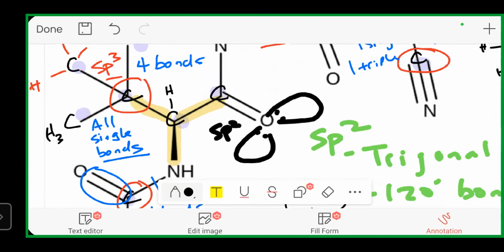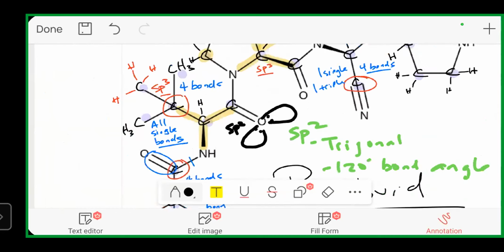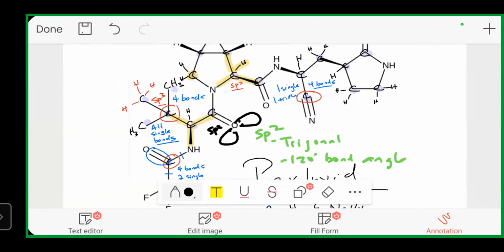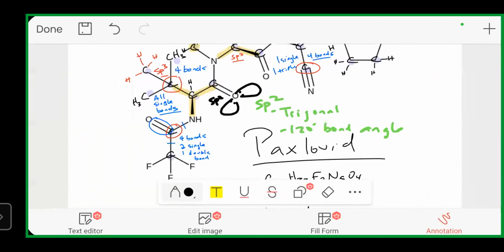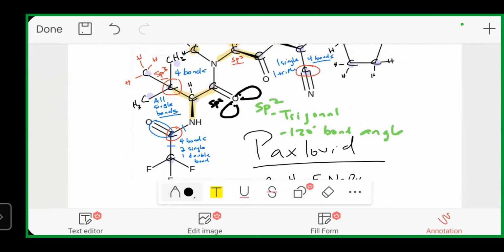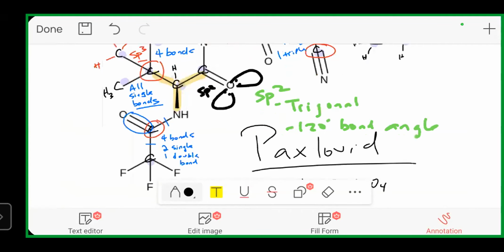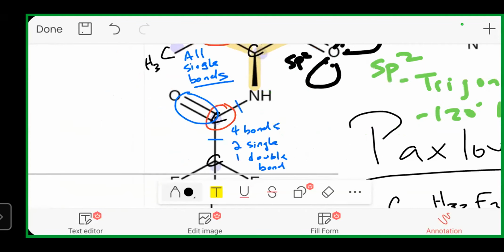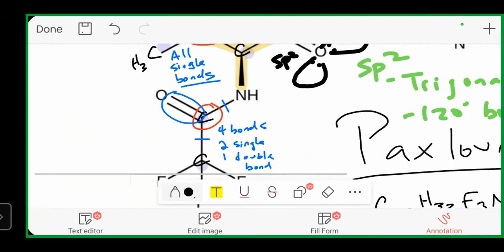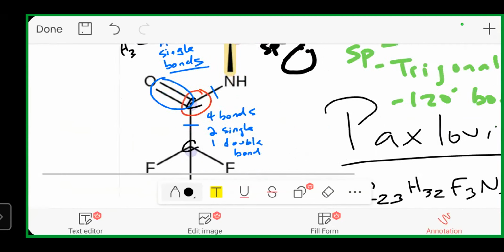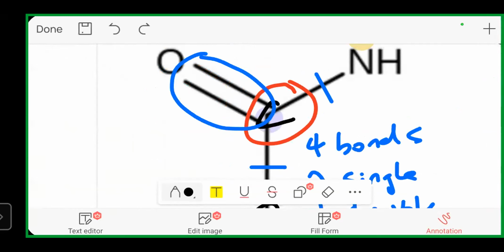Questions about that? So let's go through and see if we can find other sp2 hybridized atoms. Help me out. Somebody help me find the next one. What about the carbon double bonded to the oxygen by the NH? Right here? Yeah, excellent. That's also sp2, good.